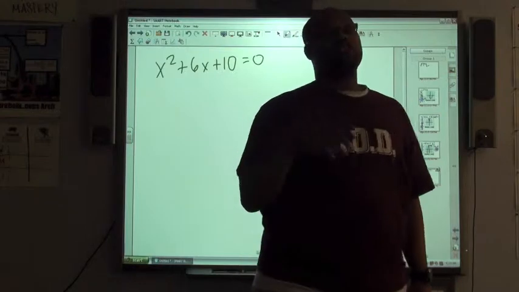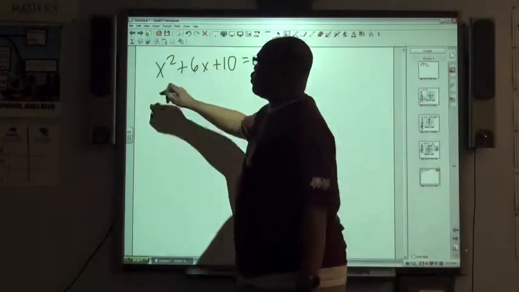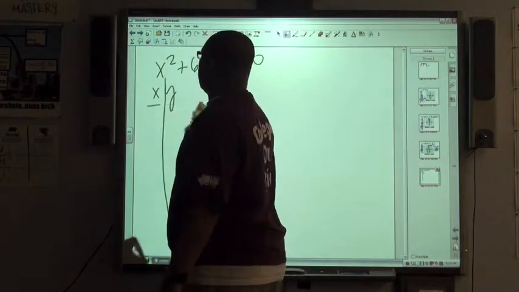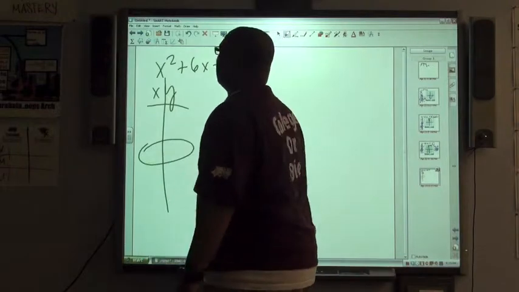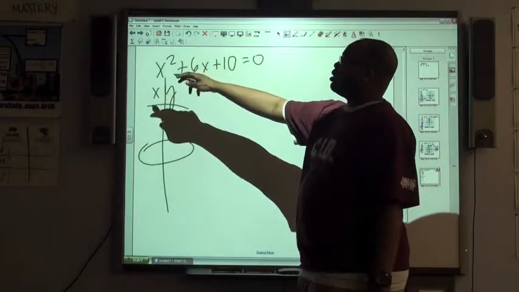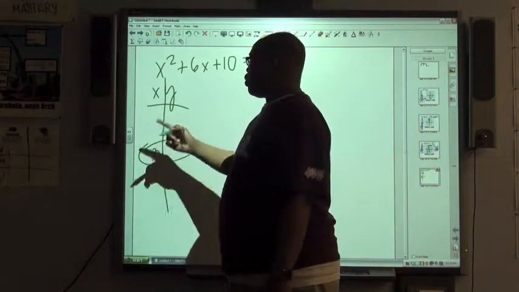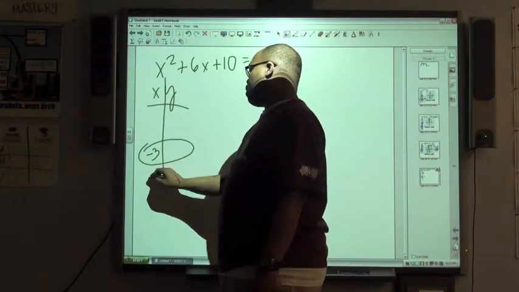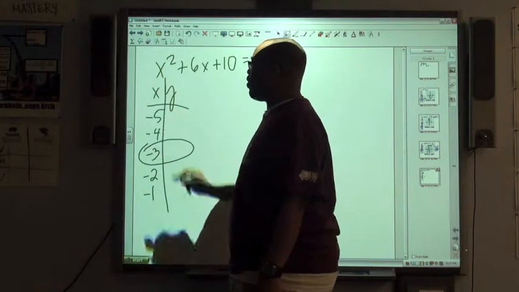Let's do some where we have to solve using the graph. And so I would graph it like usual, so I'm going to make a table. I'm going to save you some of the steps here. I'm going to find the vertex. It's going to be negative 6 divided by 2, which is going to give me a negative 3. Find 2 numbers higher than that, negative 2 and negative 1, and 2 numbers lower, negative 4 and negative 5.